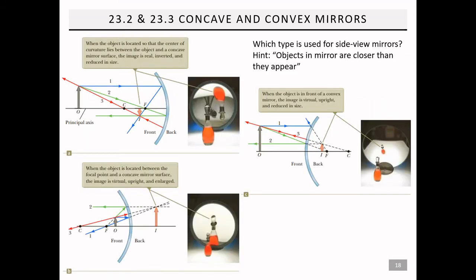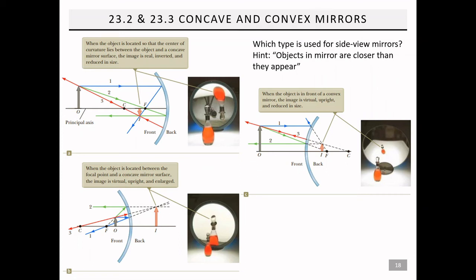This slide shows you the 3 different types of ray diagrams that we've gone over today. You have 2 for the concave mirror, one where the object is to the left of the focal point, and one where the object is between the focal point and the mirror. And then you have the 1 type of ray diagram for the convex mirror.